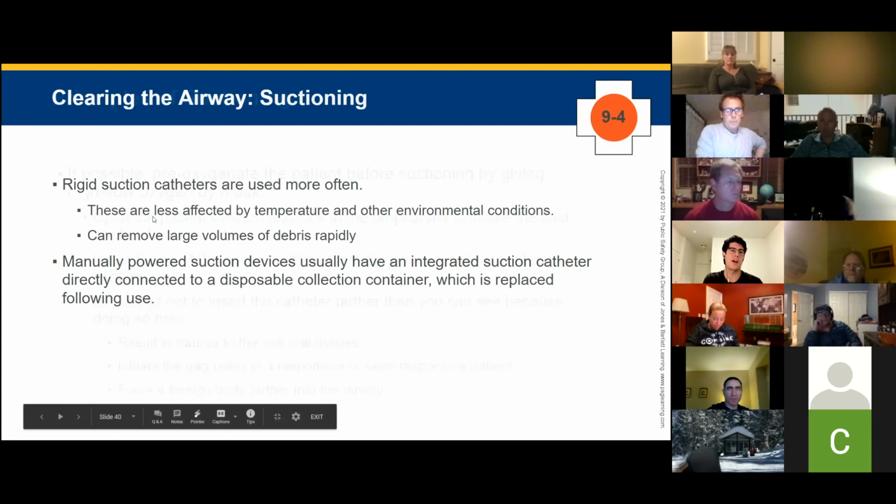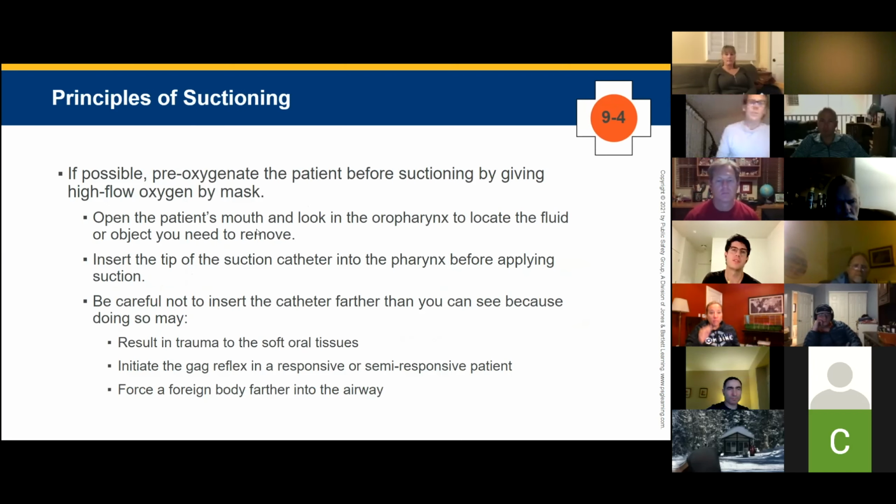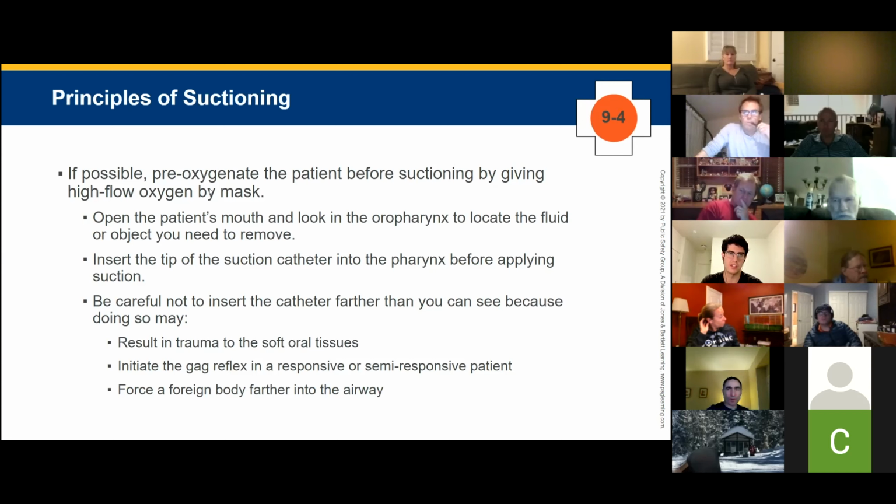All right, so this is talking about how to actually suction, if possible, pre-oxygenate the patient. That just means suctioning is going to deprive a patient of air because you are literally sucking the air out of their mouth. So you want to be conscious of that. You want to not do it for too long, and you want to make sure that they have relatively good oxygen going into that if you can. So if you can give them some oxygen, if they're struggling, it's a good thing to give them oxygen before you suction. Sometimes that's not possible.